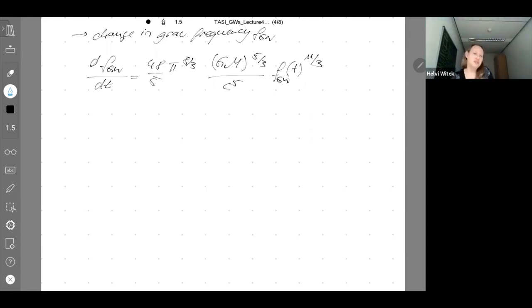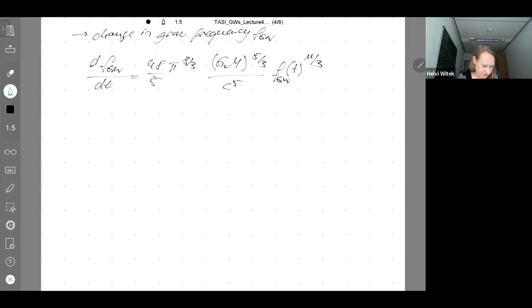If you look at this formula, what we can do now is, not in the merger, but if we have a system that has a very long in-spiral, we can very accurately measure both the frequency at a time, or at least an interval of time, and the change of that frequency. And if we have those two quantities, we can insert that in this formula and actually estimate the chirp mass, so this particular combination of the component masses and the total mass of the system. That's why for the in-spiral, we can get very accurately the chirp mass.